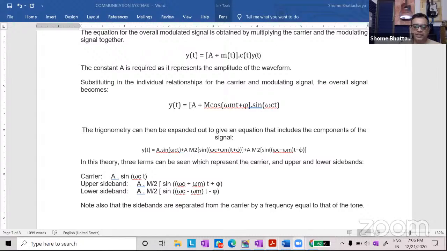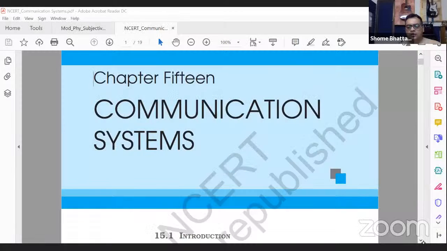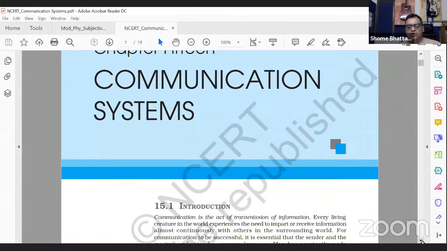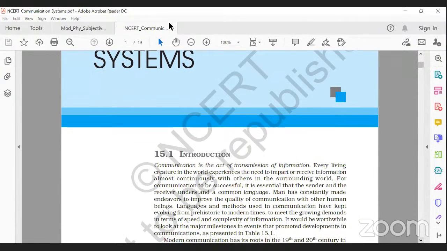Now I'll just take you through the NCERT PDF once and give you an idea of some of the things you can go through and read, so that it's easier for you to keep this in mind, and also it will help you more at the board level. Okay. So I'll just take you through the basics of this. Just a minute.